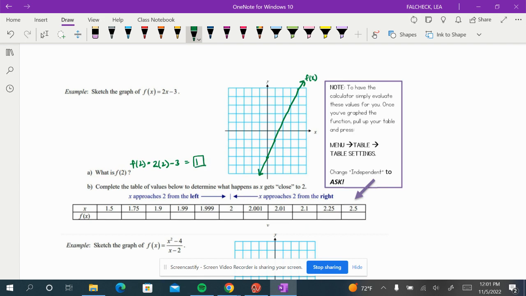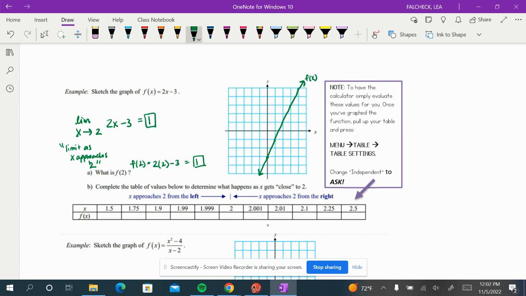So what we're going to do is write the limit as x approaches 2. We say this as the limit as x approaches 2 of f of x equals 1. The y value that the function wants to approach as we get to 2 is 1.